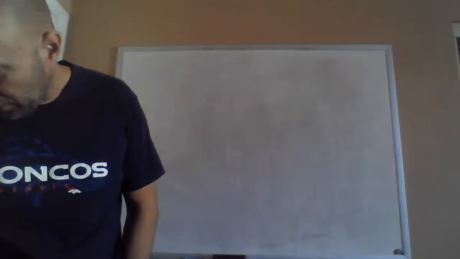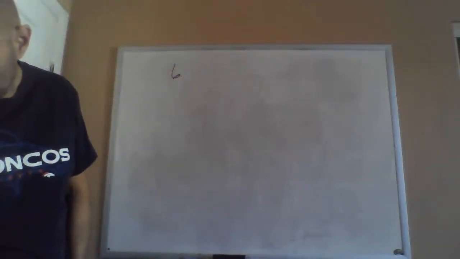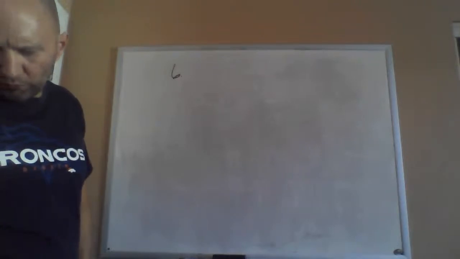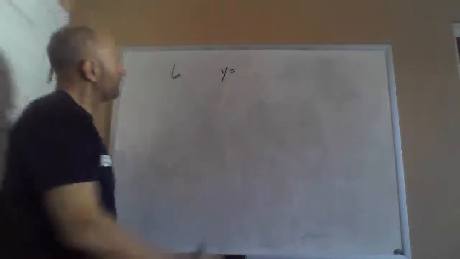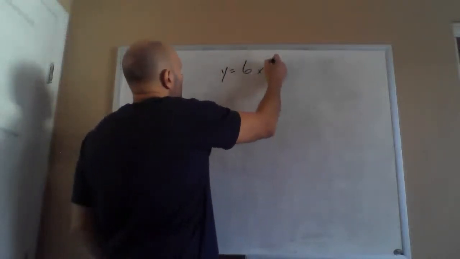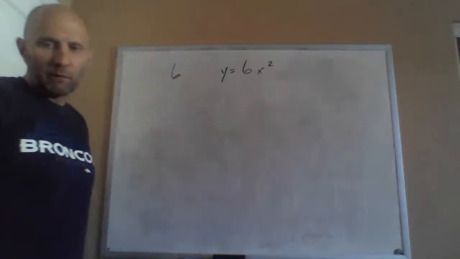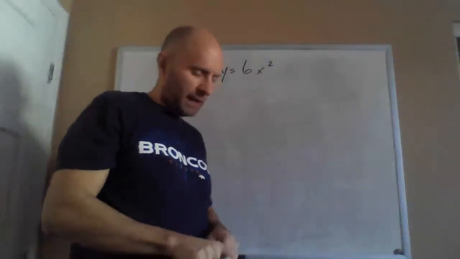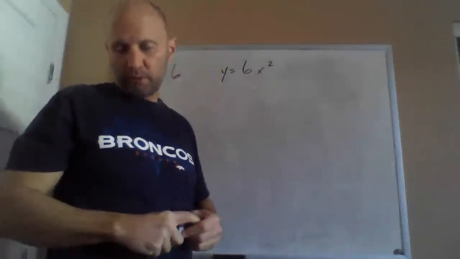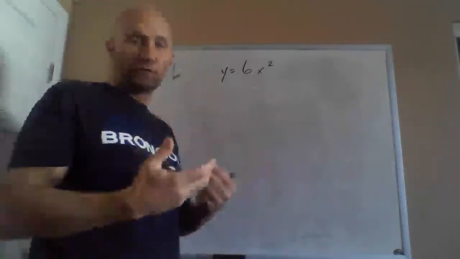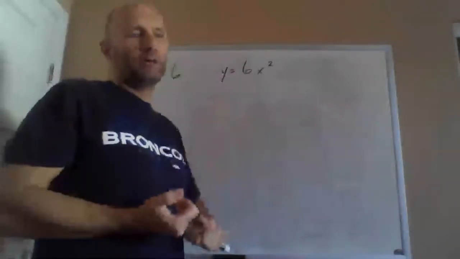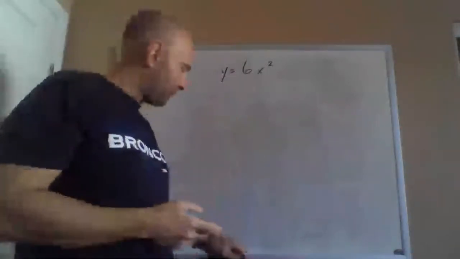Let's see here. All right, number 6. So again, we're converting to polar. So we have y equals 6x squared. And we want to convert this to a polar equation. Just like the first problem, we want to try to get this using our substitutions where we end up with an r, a theta, or numbers.